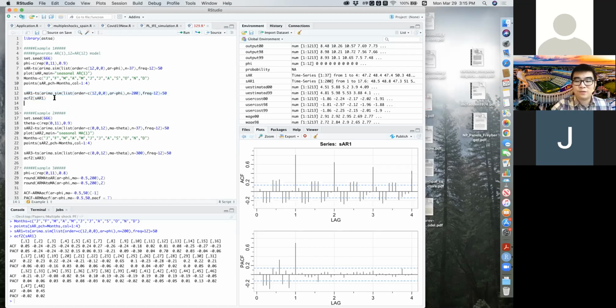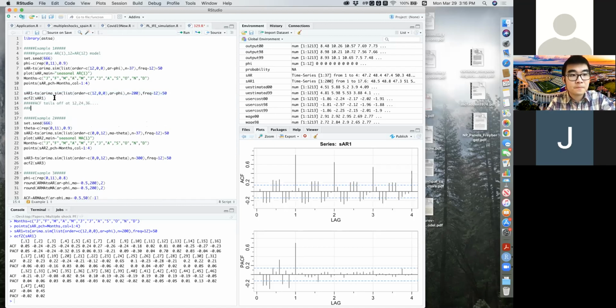So from this graph, we can see that the ACF tails off at 12, 24, 36, and the PACF cuts off at 12. Okay, so that's the AR1 model.